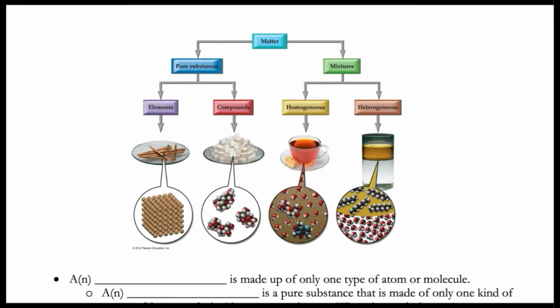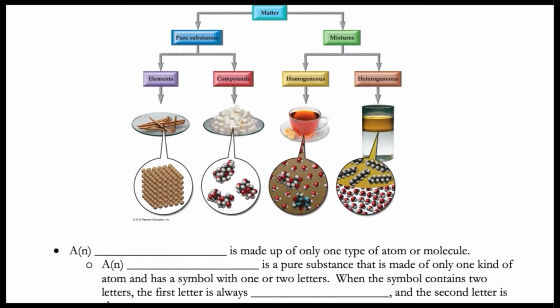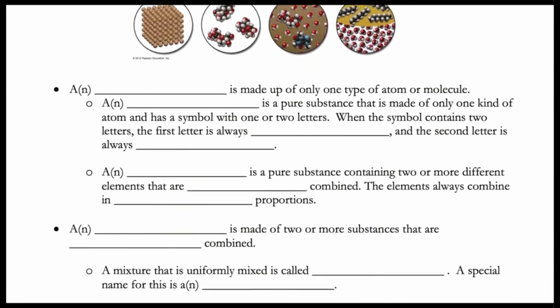So in this lesson, I'm going to further explain how to classify matter, both into pure substances and mixtures, and then into elements, compounds, homogeneous and heterogeneous mixtures. Okay? So if you have matter that is made up of only one type of atom, then you have what we call a pure substance. Okay? And pure substances can be broken down into two different types.